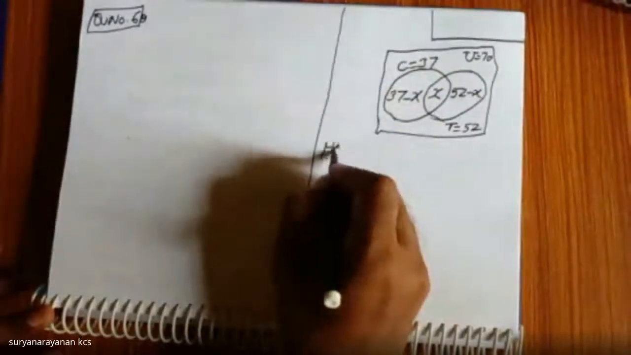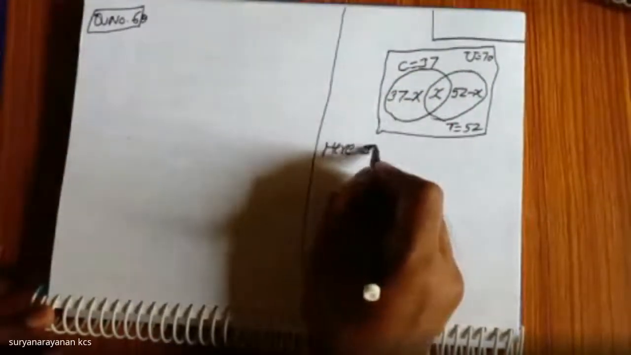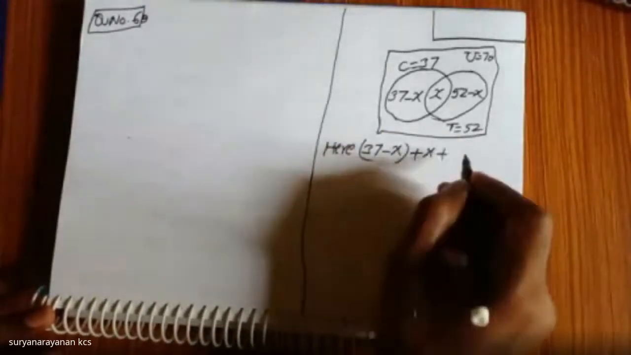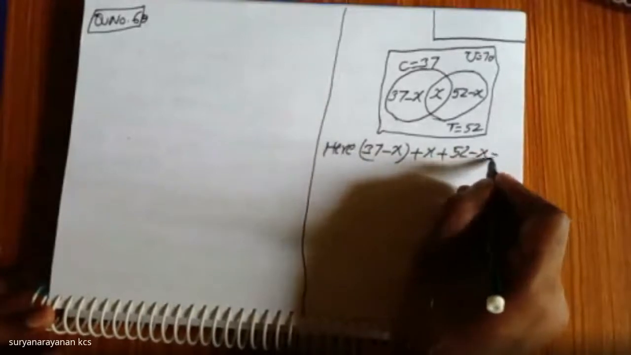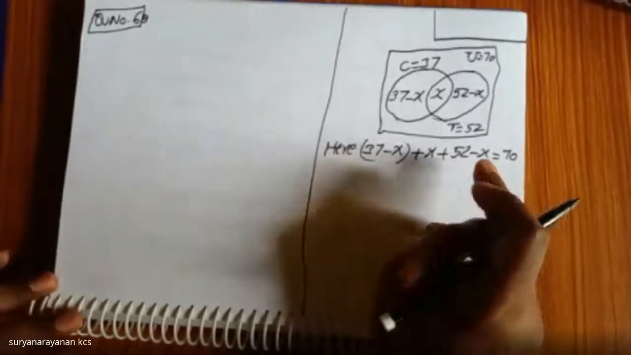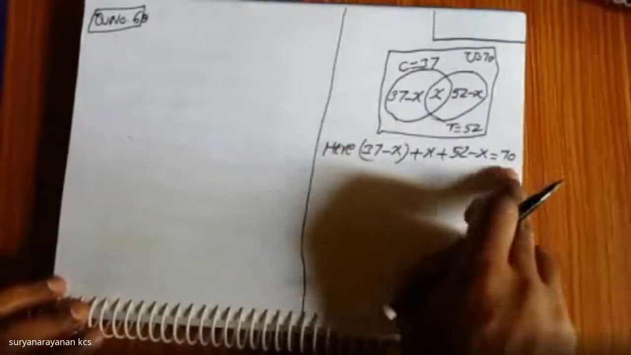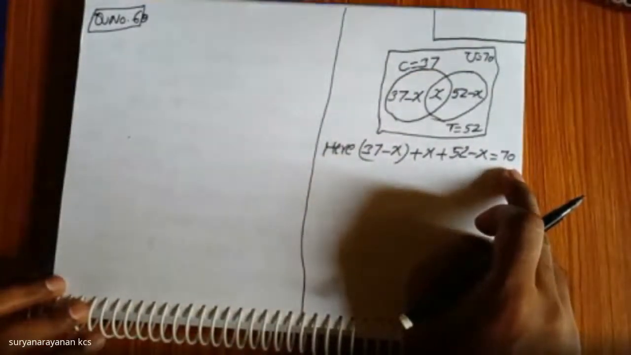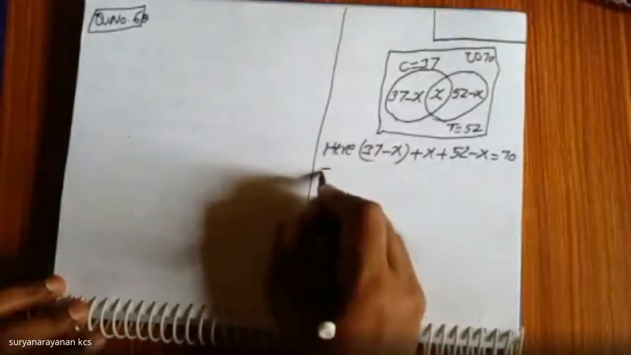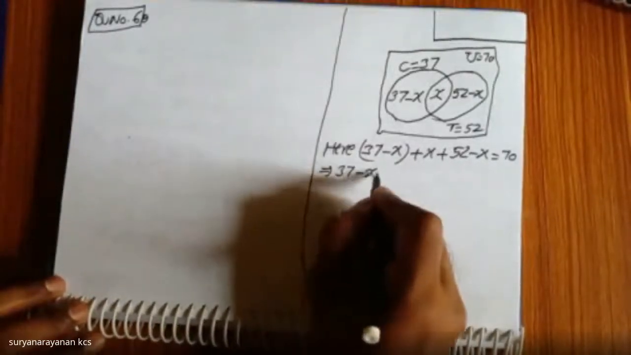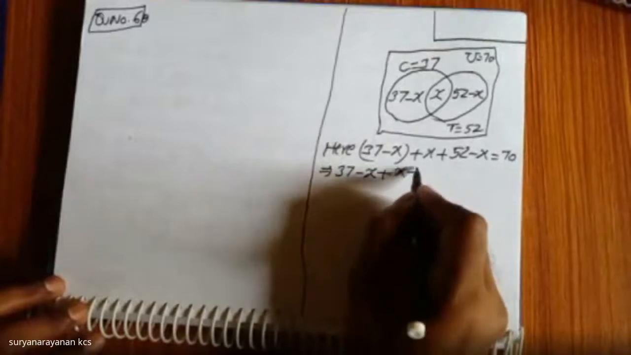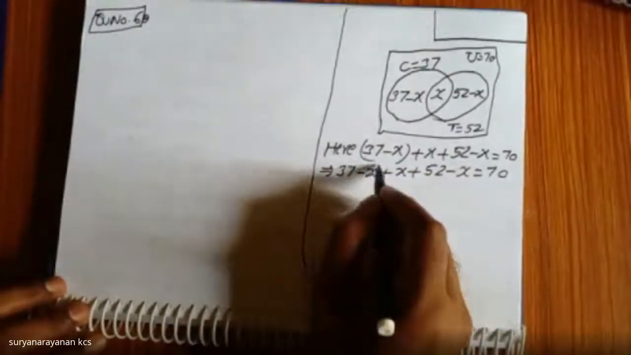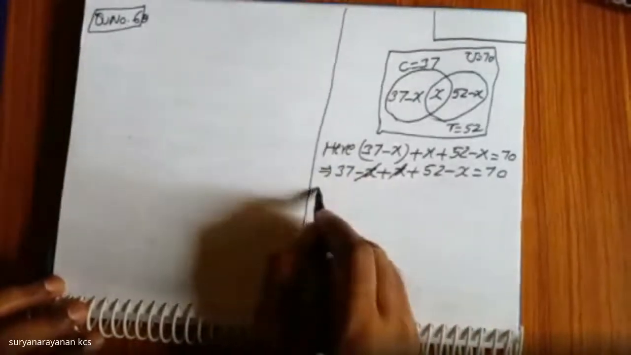Here, 37 minus x plus x plus 52 minus x is equal to 70. The sum of these three areas gives this entire group. Okay, my children. Now we solve this equation. 37 minus x plus x plus 52 minus x is equal to 70. Plus x minus x gets cancelled.